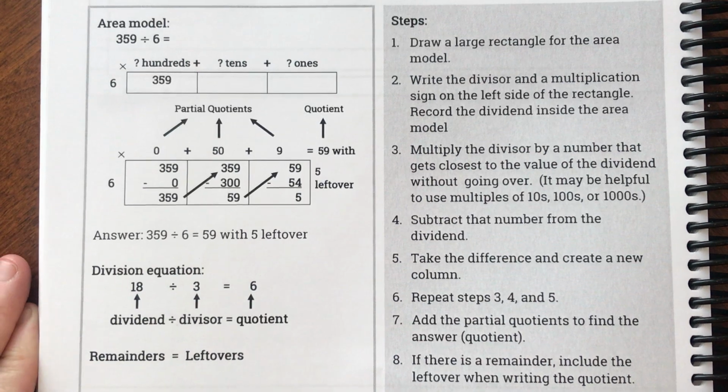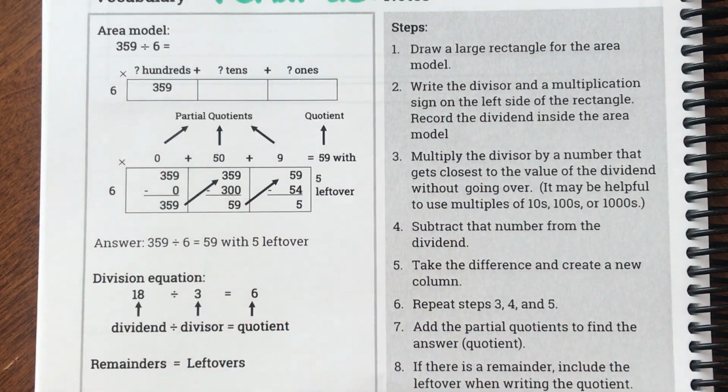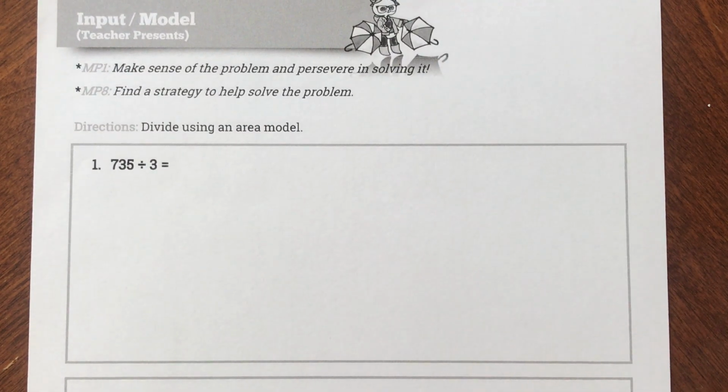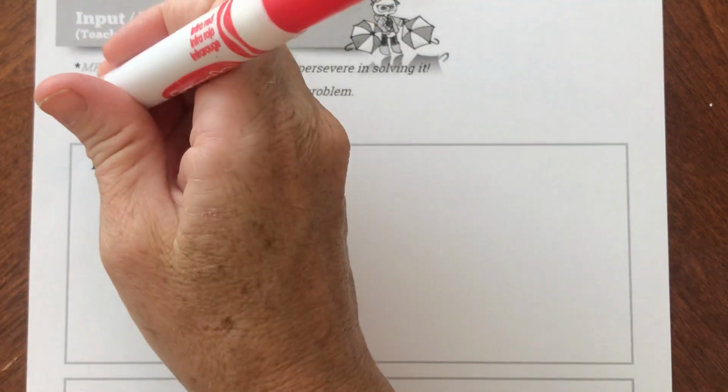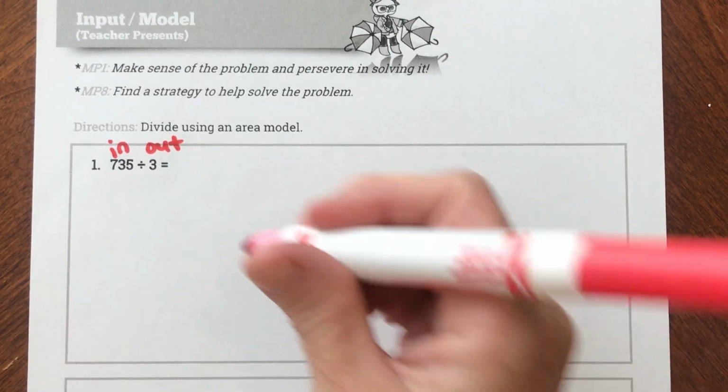So we're not going to write anything new in our vocabulary and our notes. We're just going to be pretty much practicing more today. So I'm going to get started right away on mine. Here is my first problem. My first problem says 735 divided by 3. So I remember that helps me in and out.